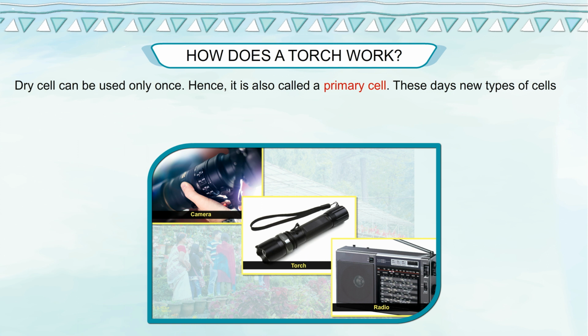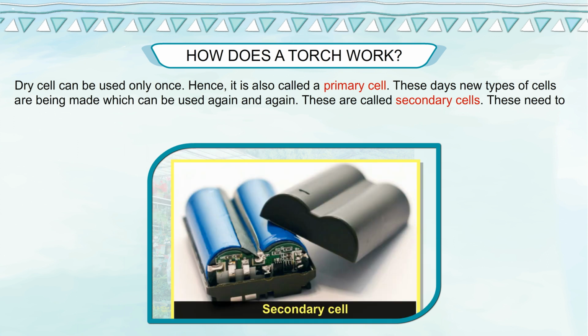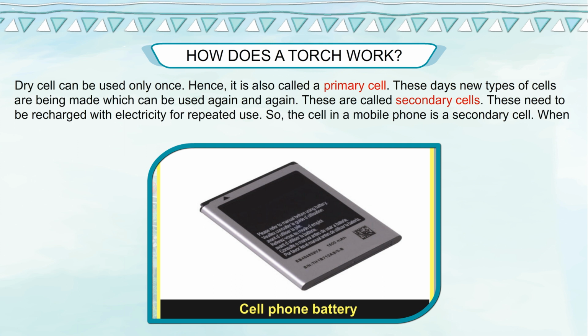These days new types of cells are being made which can be used again and again. These are called secondary cells. These need to be recharged with electricity for repeated use. So the cell in a mobile phone is a secondary cell. When it stops providing current, it has to be recharged.